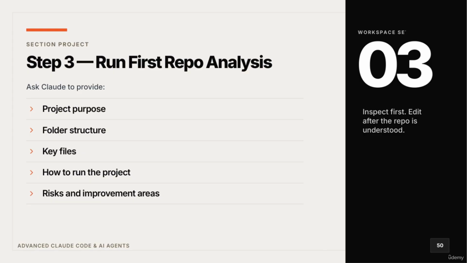Identifying key files is crucial as well, because these are the components that drive the core functionality or need special attention. We also need instructions on how to run the project. This ensures that we can execute the code or application without issues and verify its behavior. Additionally, it's important to highlight any risks or areas that could be improved, so we have a clear understanding of potential problems and opportunities for optimization.